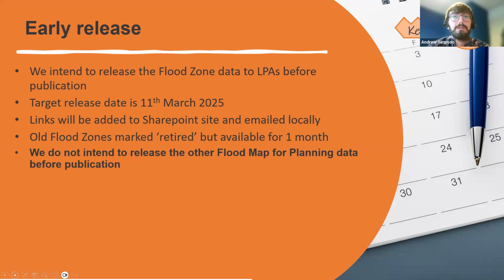We intend to switch off the data feeds to the old flood zones on the 25th of March, but they will still be available for download, albeit marked retired, for 1 month after publication. This will allow you to compare and contrast the old and new data to identify whether changes coincide with prospective development. We encourage you to download the old flood zone dataset if you'd like to retain this for comparability beyond that 1 month period. We will not be releasing the other flood map for planning data before full publication.